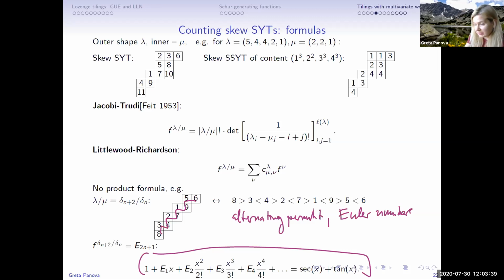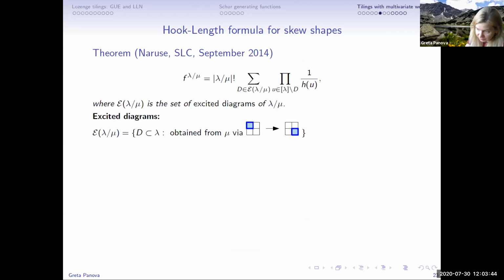Okay, so what other formulas are there for counting skew standard Young tableaux? Well, there's a more recent one which came from algebraic geometry, actually, and this is the formula by Ikeda and Naruse, presented first at the SLC in 2014. The number of standard Young tableaux of shape lambda over mu is something like a hook length formula, except that now we have a sum over several types of diagrams, and when I say several, I mean a lot. But still, it's a positive sum.